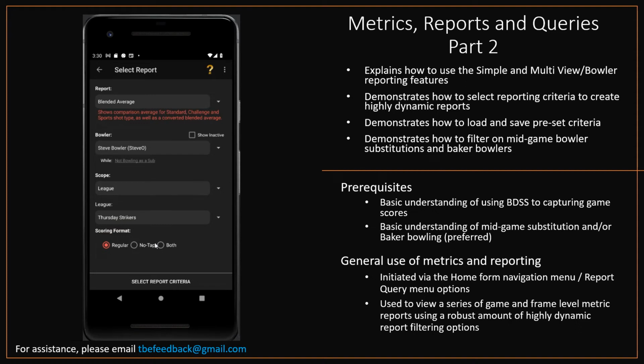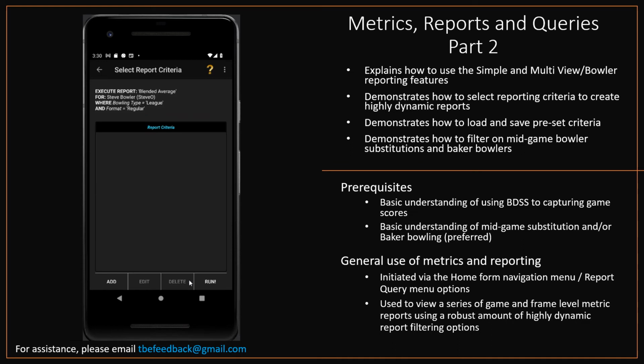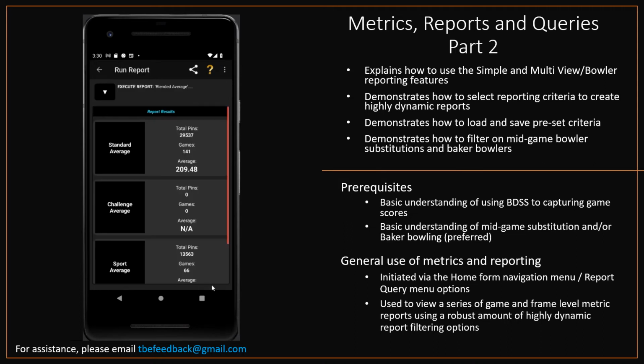And for this example, I do not want a specific league. I want to take a look at all leagues. So to remove Thursday Strikers, just change the scope to something else. And then let's go back to league. Again, and we're going to leave the league blank. Click select report criteria. And we're going to leave off any additional criteria and just choose run.